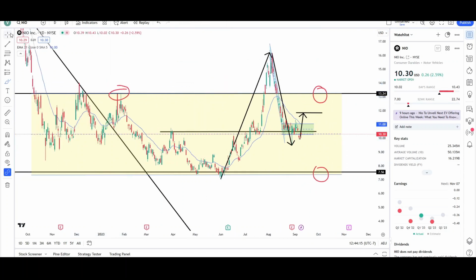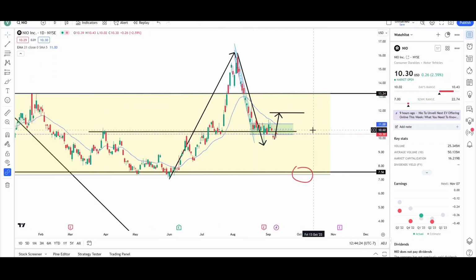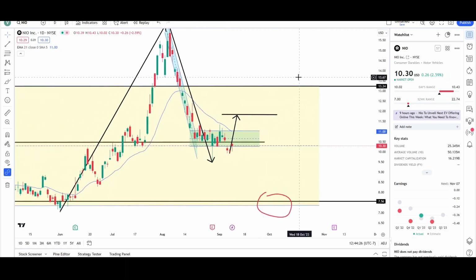So that's how I'm looking at NIO. It's not really clear what it wants to do as of right now. It's just trading around that $10 level for quite a bit of time now. But again, it can move up higher. I'm not saying it won't. If it moves up higher, I'm looking for the high 11s. And there's a good chance it might stall out over there and the downtrend might resume.